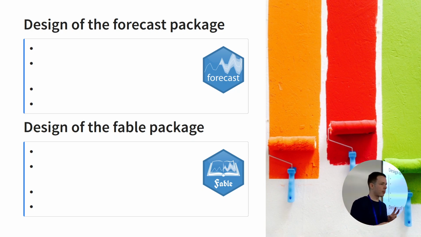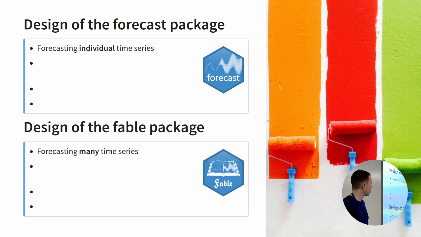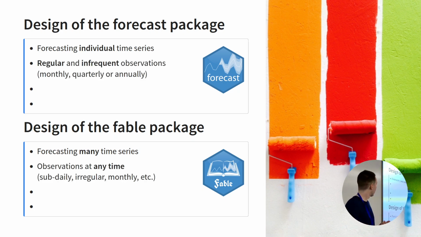So to summarize some of the main differences between the forecast and Fable package, forecast works mainly with individual time series, but Fable is designed to forecast at scale. Regular and infrequent observations for the forecast package, so maybe quarterly, monthly, aggregated from there, whereas Fable allows any timestamp that you're normally used to working with in a database. So you can work all the way down to event level data, nanoseconds. It's completely free.